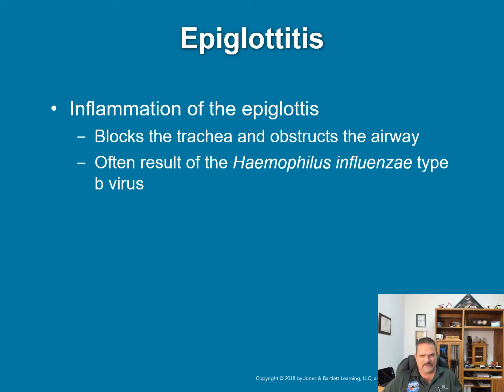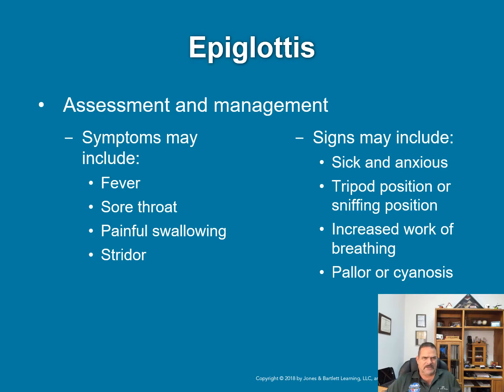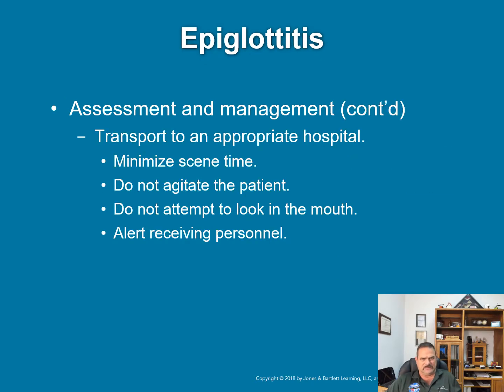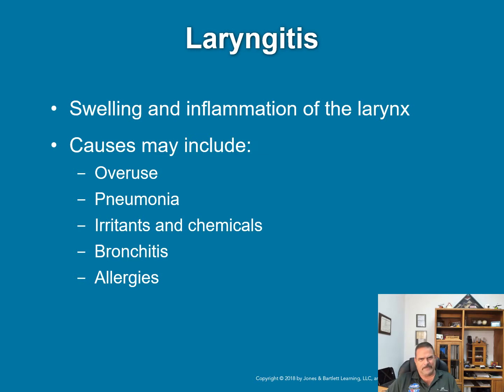Epiglottitis is inflammation of the epiglottis. It blocks the trachea and obstructs the airway. Often it's a result of Haemophilus influenzae type B. Assessment management, here are your symptoms, signs. You need to make sure to identify these and manage them appropriately. So management, minimize scene time, do not agitate the patient, do not attempt to look in the mouth, and alert the receiving personnel that you have potential epiglottitis that could turn into tracheolaryngeal spasms.